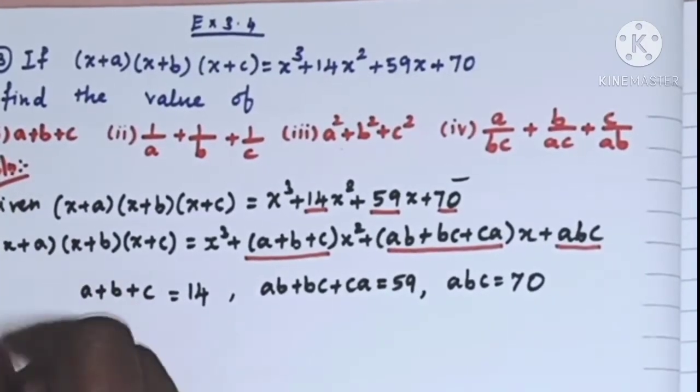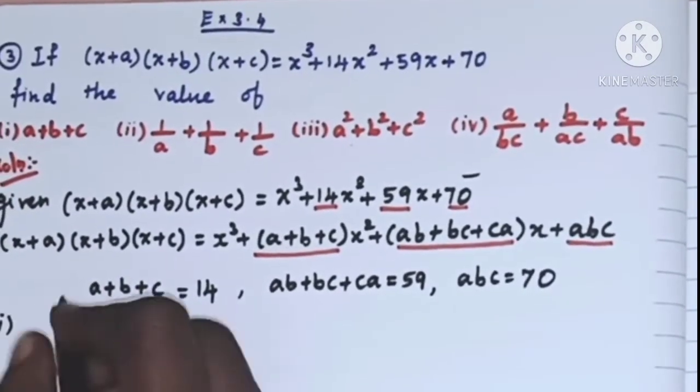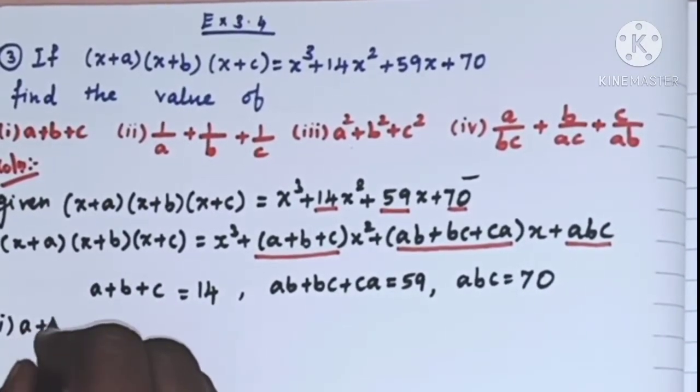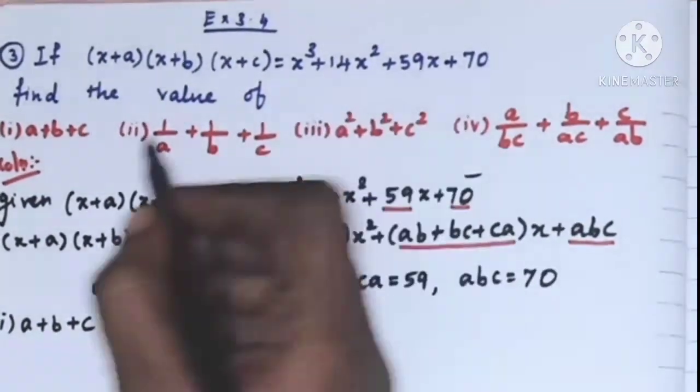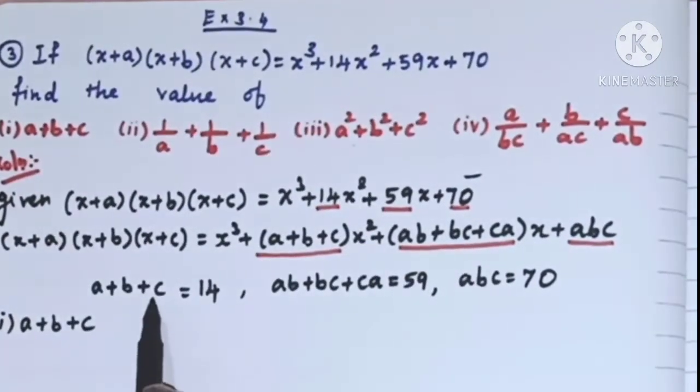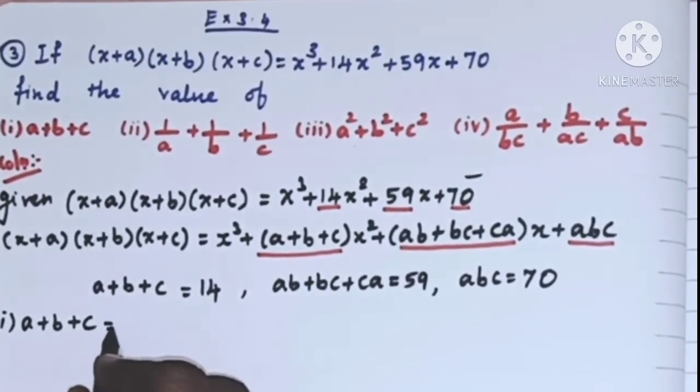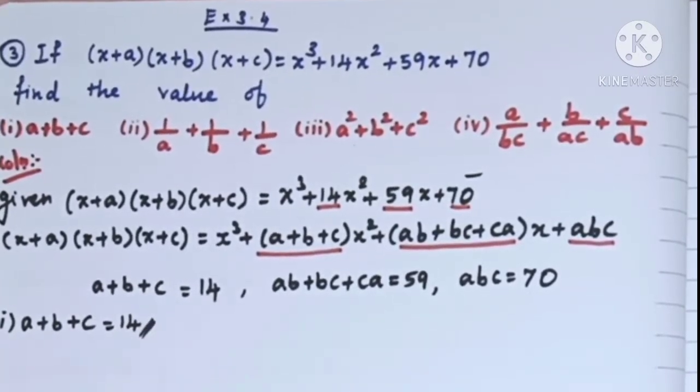The first subdivision here, what is it? A plus b plus c. What is the value of a plus b plus c? We already found here the value of a plus b plus c is 14. So this is the answer for the first subdivision.